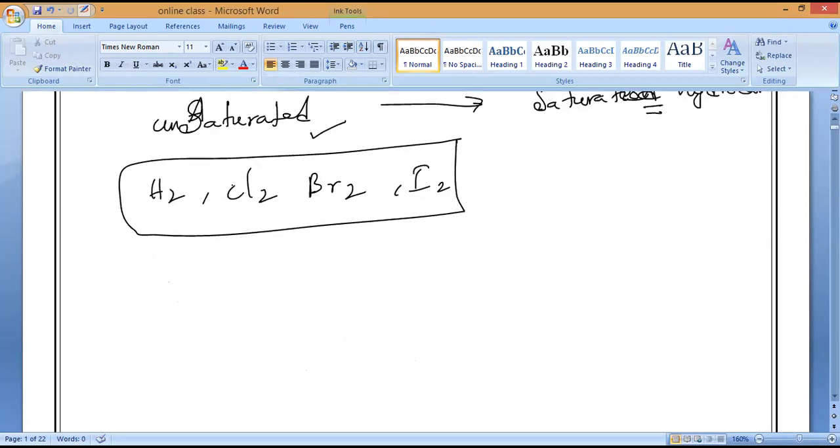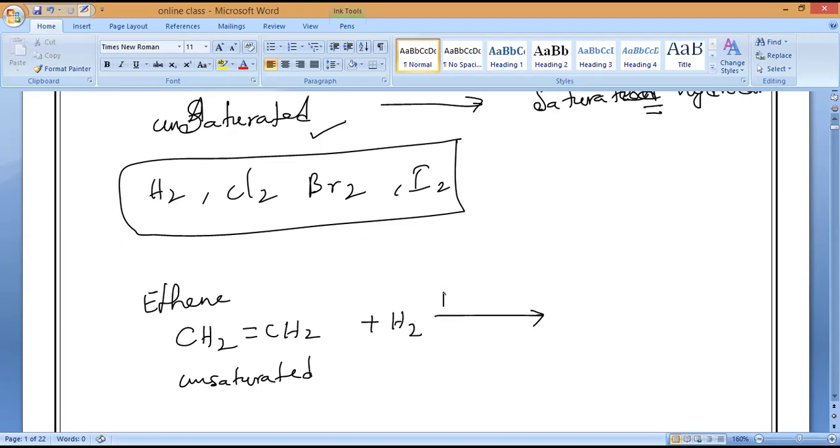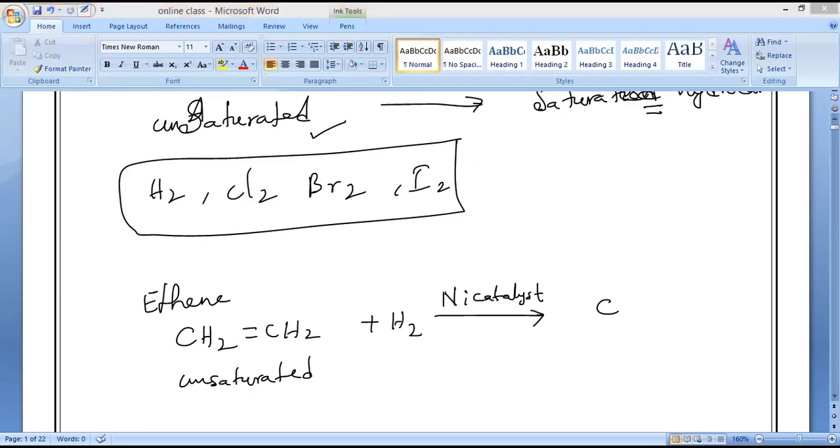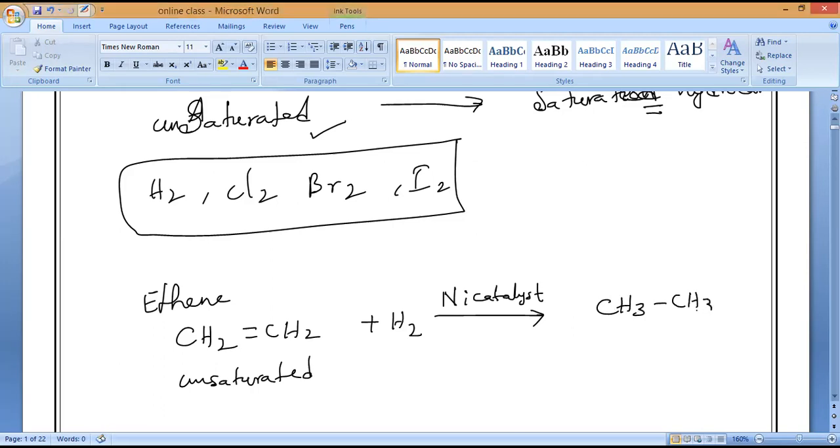In the last class, I already taught you one of the most important addition reactions. Who is the first family member of alkenes? Ethene. If I have taken ethene, what is the formula, guys? CH2 double bond CH2. It is an unsaturated hydrocarbon. By the addition of hydrogen in the presence of a catalyst, nickel, it will be converted into a saturated hydrocarbon, CH3 single bond CH3. What is the name of this one? Ethane. So this process is what we call an addition reaction.